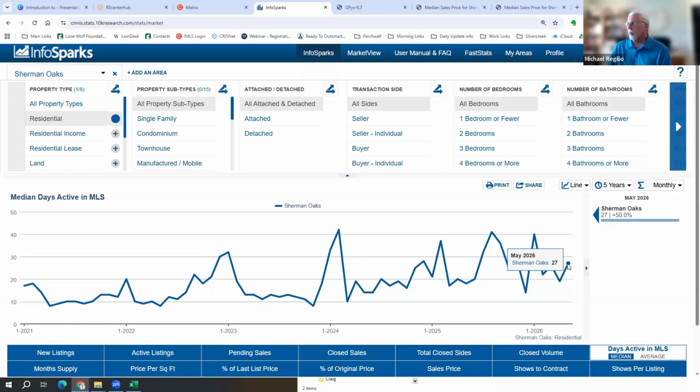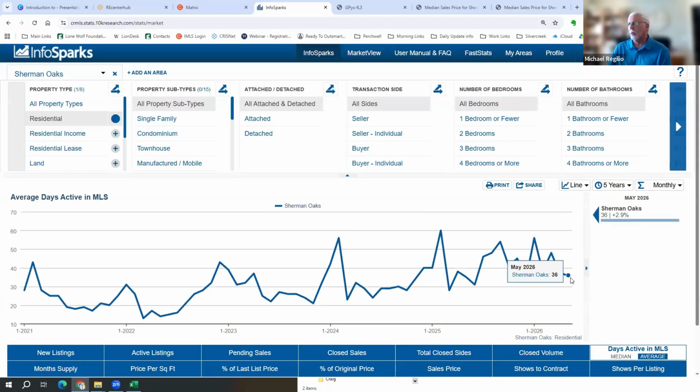So median means that half of the properties that closed closed above 27 days on market, and half of them closed with less than 27 days on market. Average means when you totaled them all up and then divided by the number of transactions that closed, it created an average of 36 days on market.